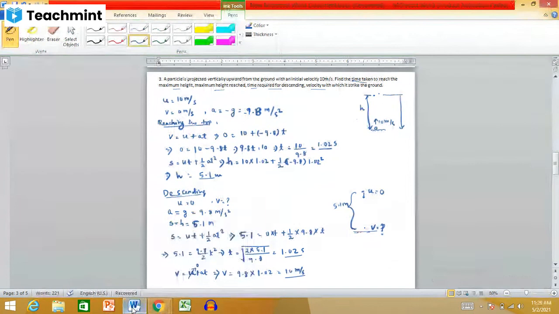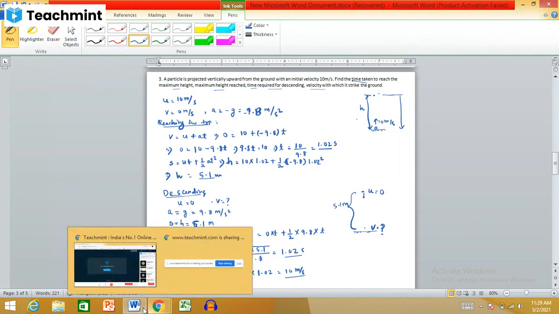Okay, so then hope you all have understood the concept of constant or uniform acceleration motion, and that you can easily solve problems related to uniform acceleration motion.